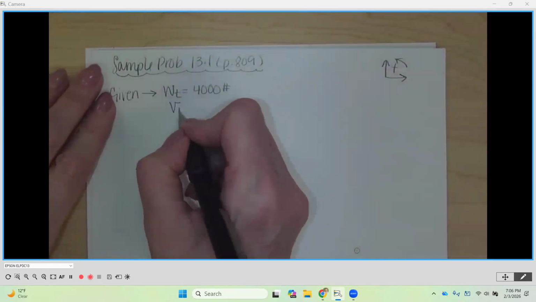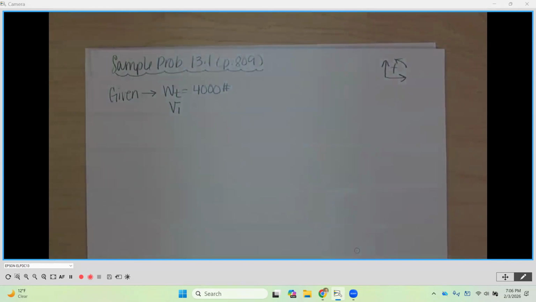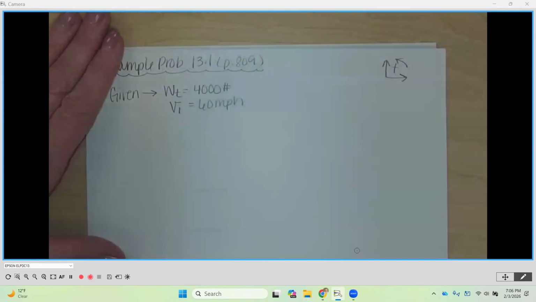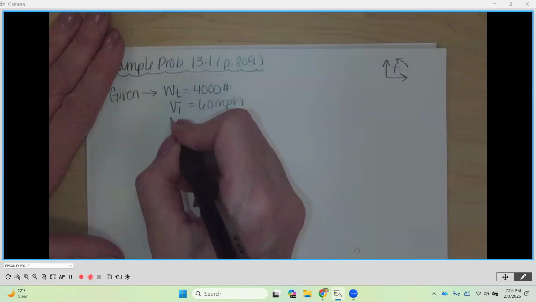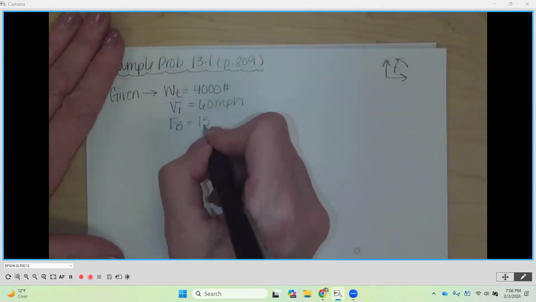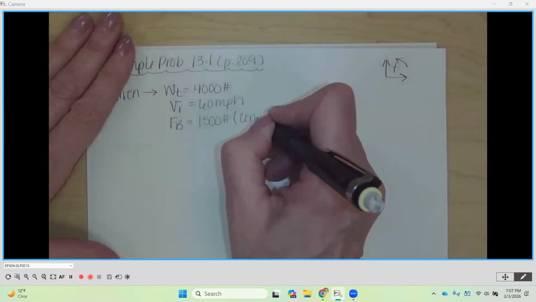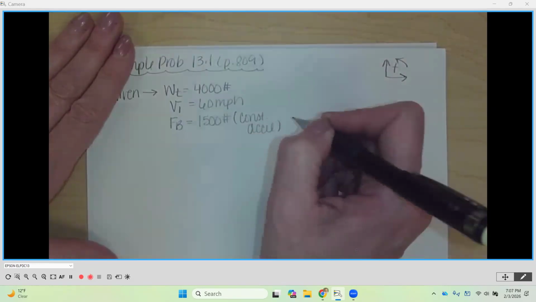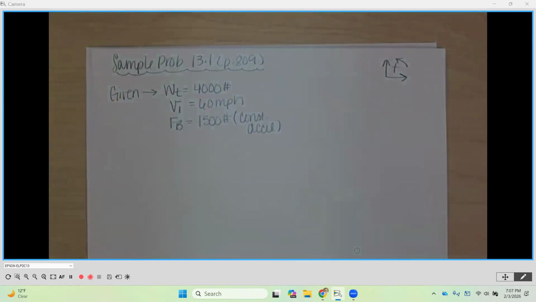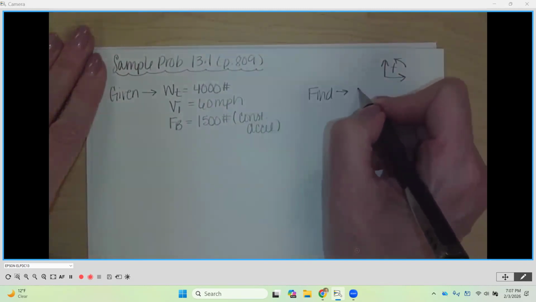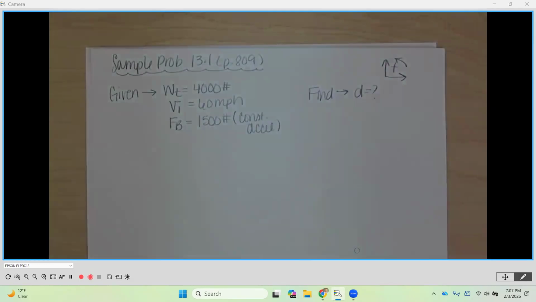The velocity 1, what it's going at currently before it applies the brakes, is 60 miles per hour. And then the braking force is 1,500 pounds, which means this is a constant acceleration state. What they want us to find is the braking distance, the distance we travel while braking to a stop.